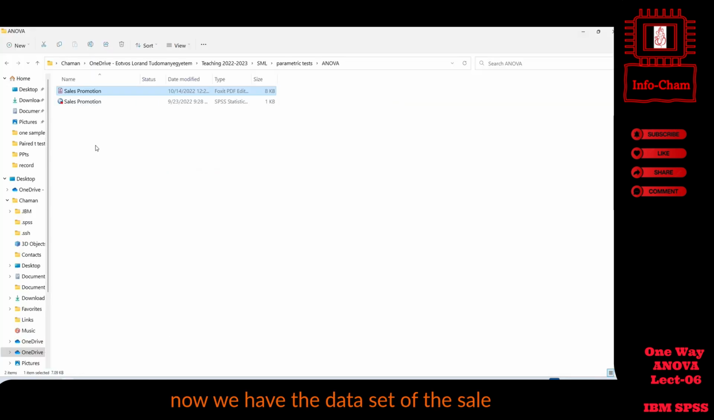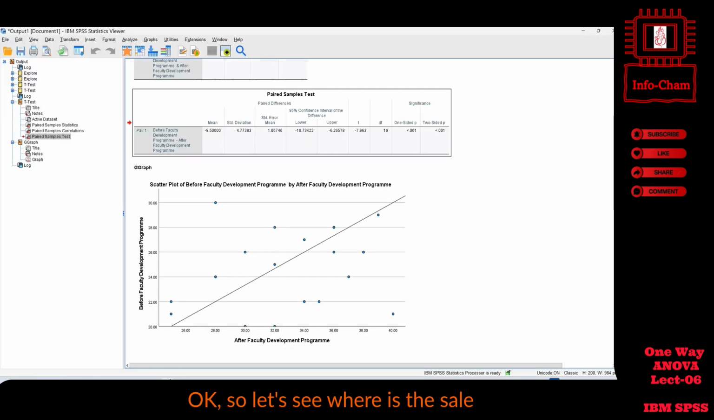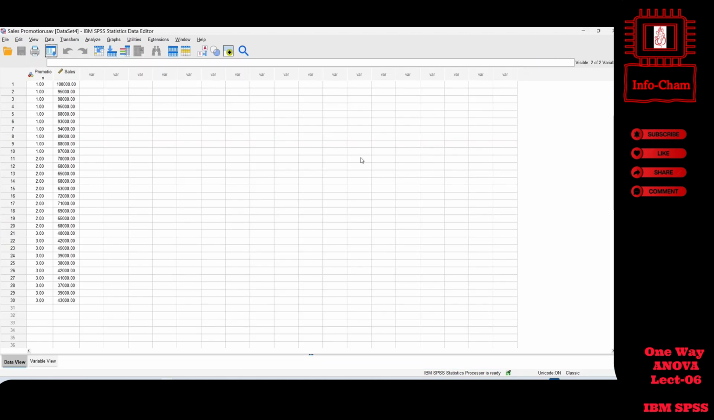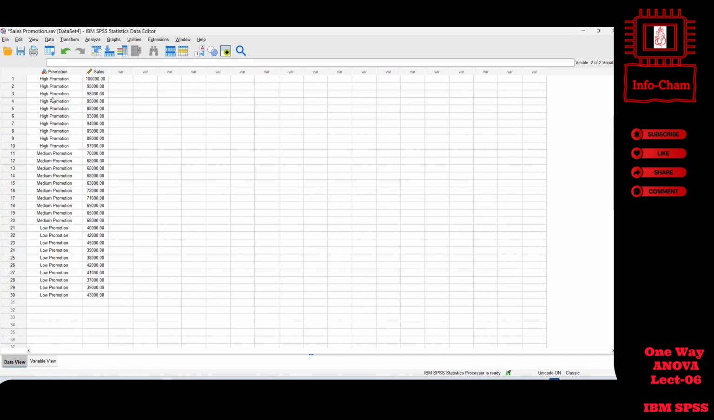So now we have the data set of the sale promotion. Let's see where the sale promotion data set is. Here, okay. Please see, this is the promotion value over here. Promotion value of what? Because it is already encoded. If there is a high promotion, the sale value is this, like that. If there is a medium promotion, the sale values are like that.